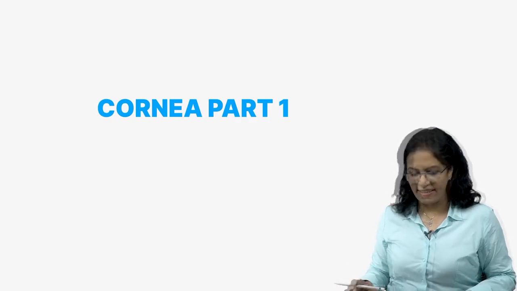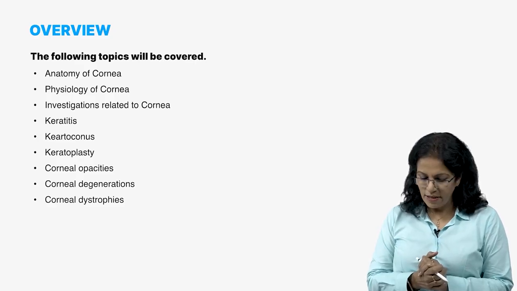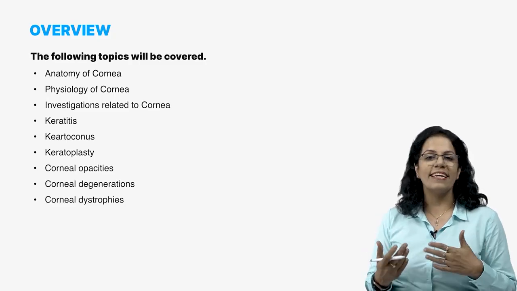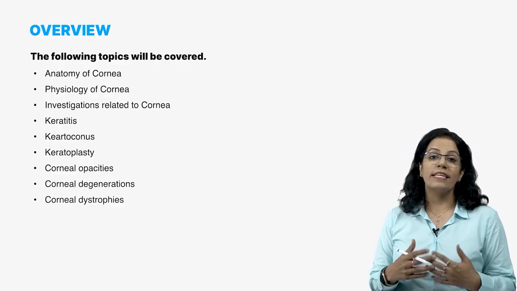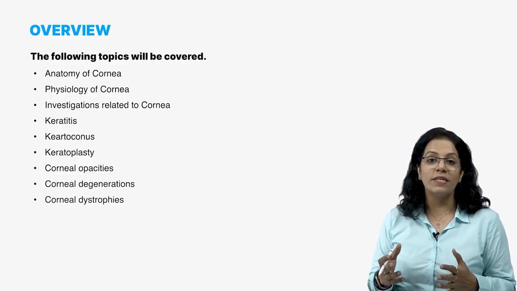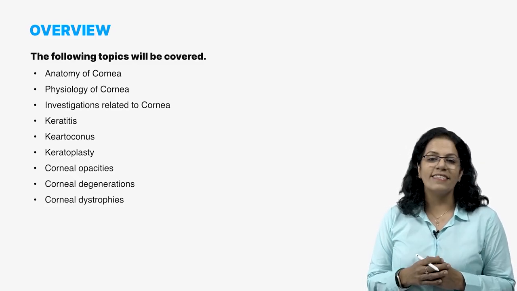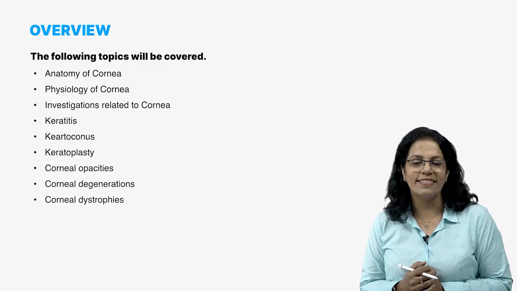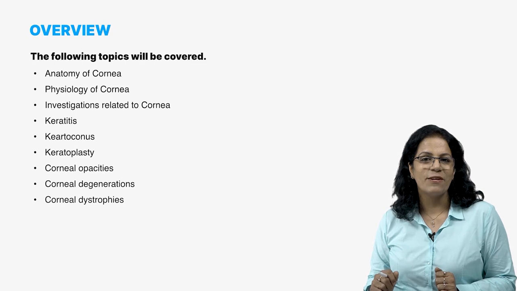Let's start cornea today. What are the things we are going to discuss in cornea? This is the overview of the chapter here. We will be talking about the anatomy, physiology. Then we are going to talk about the investigations related to cornea. What are the different types of keratitis? We'll talk about ectatic dystrophy, that is keratoconus, right? And we are going to study about the keratoplasties, then corneal degenerations, corneal opacities, and corneal dystrophies, right? This is a broad outline of the whole chapter, what we are going to cover, right?